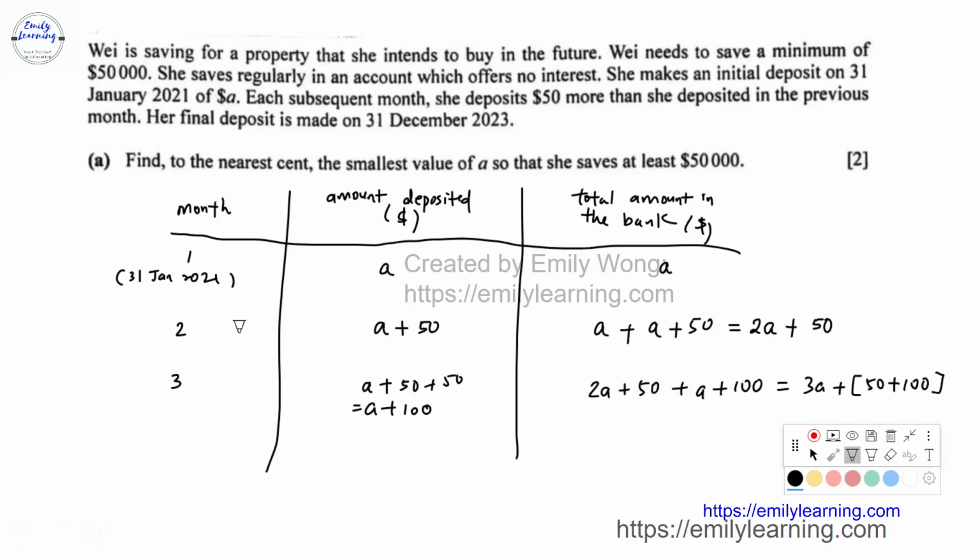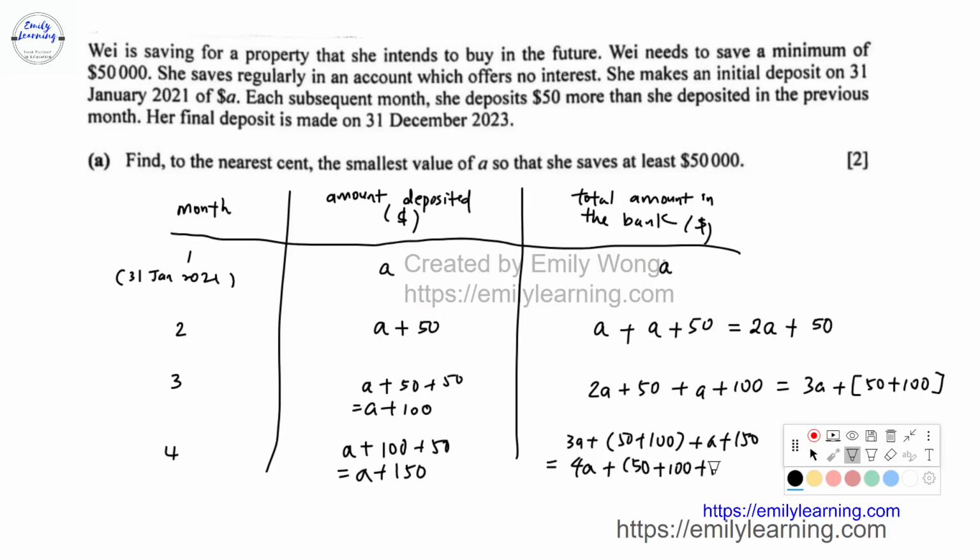I can still continue. On the 4th month, the amount deposited would be A plus 100 plus 50, which is A plus 150. The total amount in the bank will be what there was at the end of the previous month plus the amount deposited. So it will be 3A plus 50 plus 100 plus A plus 150. I can simplify it into 4A plus 50 plus 100 plus 150, and so on.